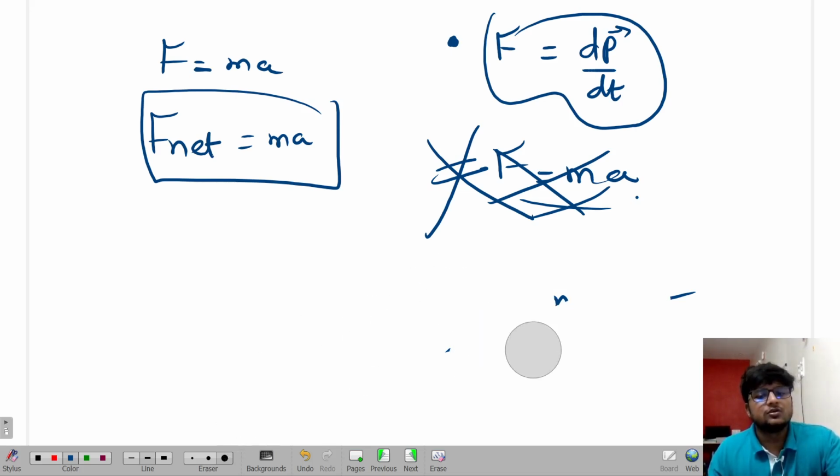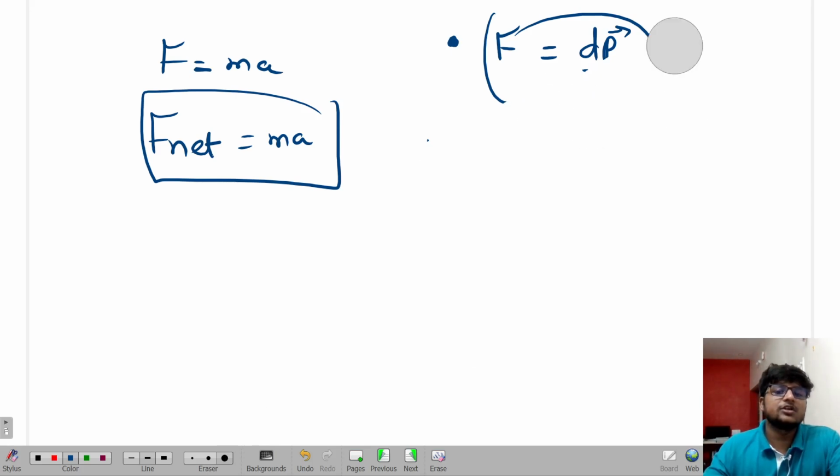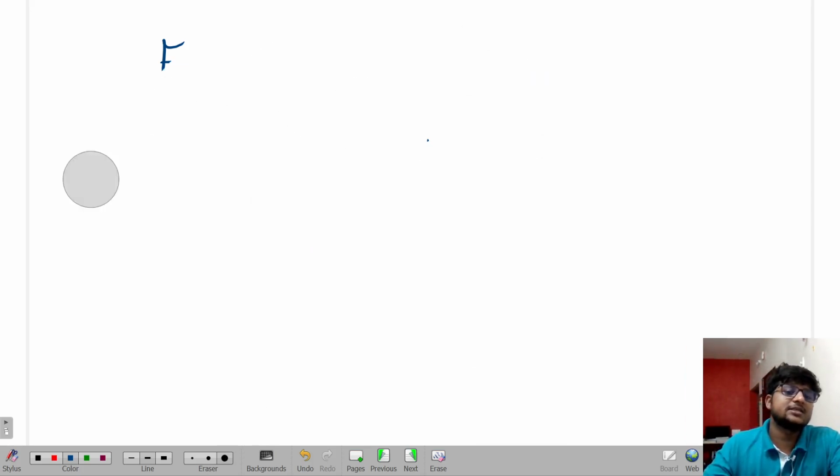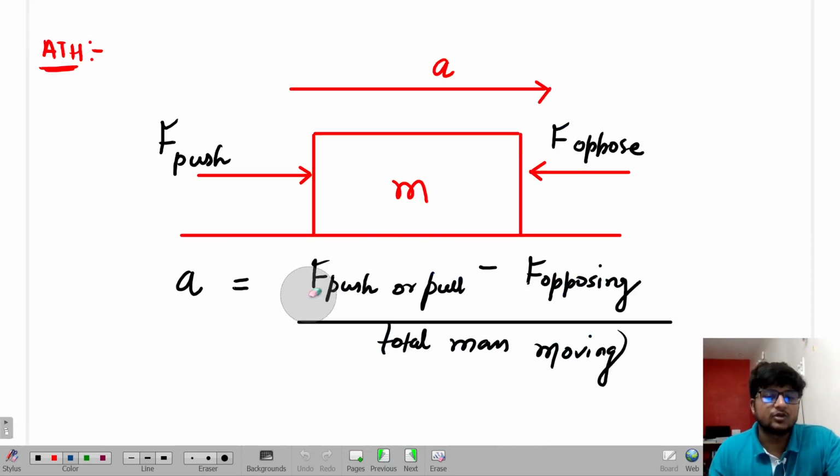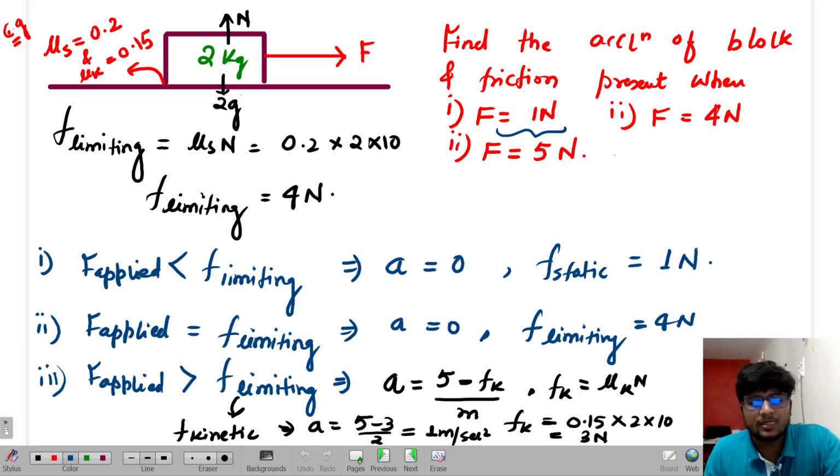So the idea is that acceleration is not only created by applied force. Acceleration is the effect of the resultant force, and this is why I wrote this formula. Resultant basically means a push minus opposing force, divided by total masses which are moving. Is that clear or not? Are you able to get me?